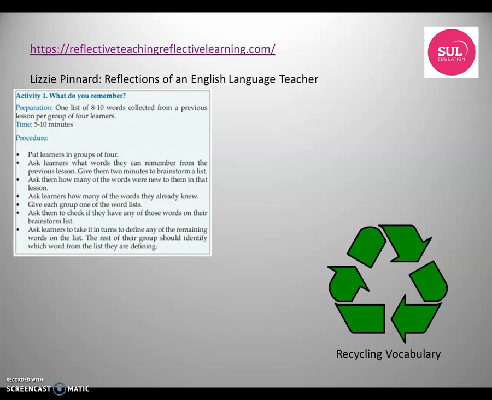The next day, put learners into groups. Ask them what they can remember from the previous lesson. They'll brainstorm words, write them down, check they've spelled them right. Ask learners how many words that they already knew. List the words down. Ask learners to take it in turns to define the words that they've written. And the rest of the group or another group can identify the word. So if you've taught them the word crocodile, they can define it by saying a long green animal which lives in rivers or the sea with large teeth. The other group will go crocodile.